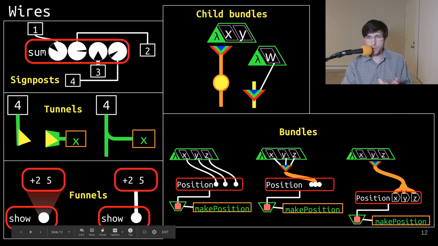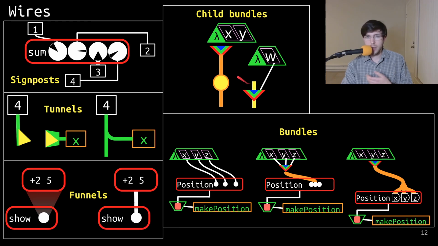Bundles can also spawn child bundles. So this copies all of the values from the parent bundle into the child bundle. But then new values that get added to the child stay in the child. They do not get added to the parent. And this is a way to represent lexical scope.